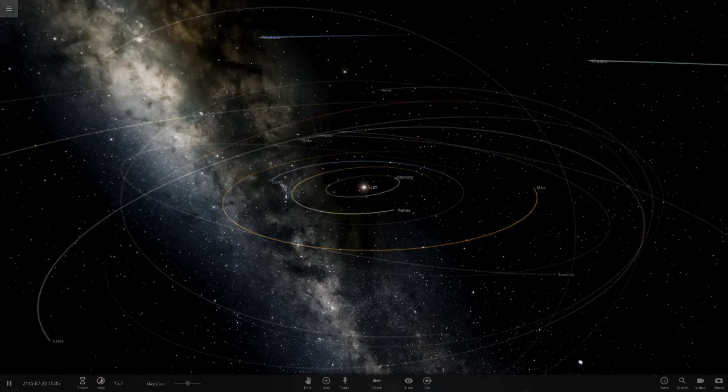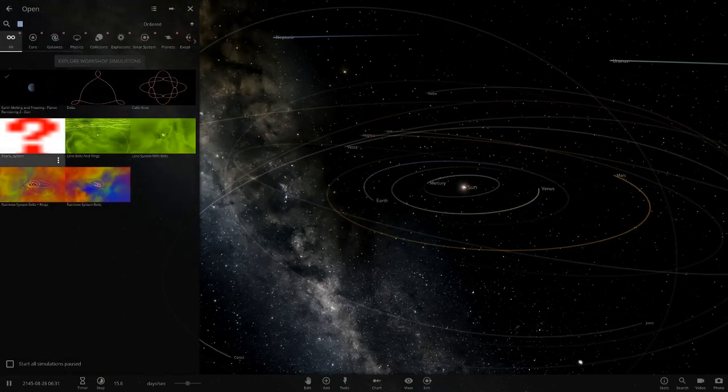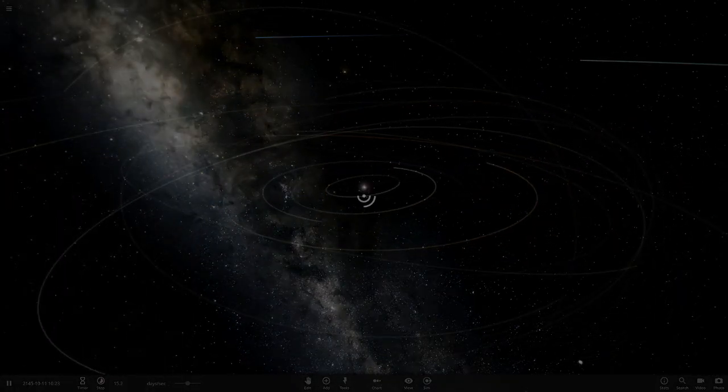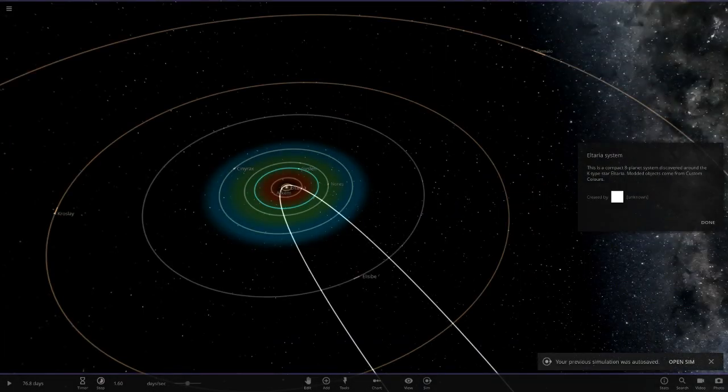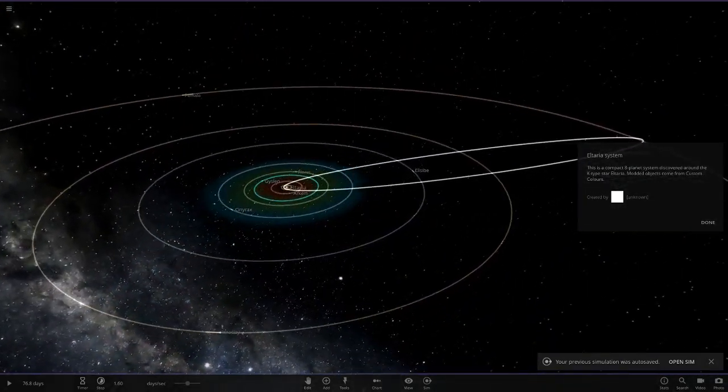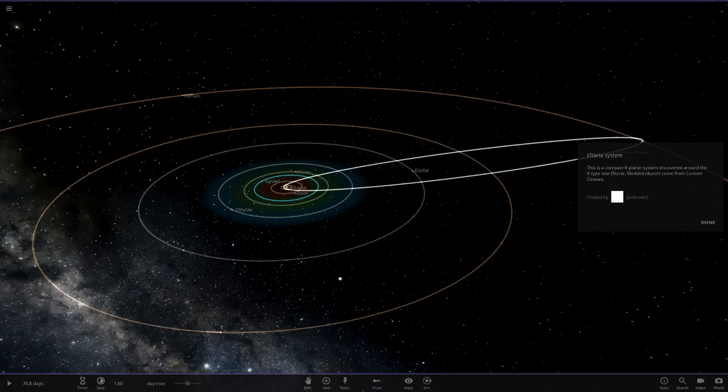But yeah, let's get into it. So the system here is the El Tarrier system, I think you pronounce it. So let's go ahead and go in here and let's see what he has prepared for us today. So here we go. Right, so this is a compact 8-planet system discovered around the K-type star El Tarrier. I really hope I'm saying that right. Modded objects come from custom colors.